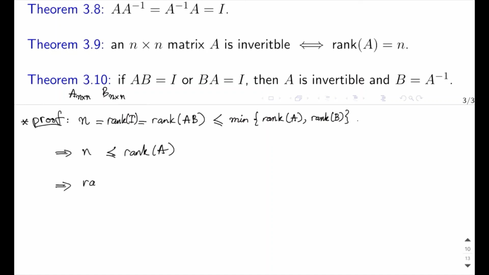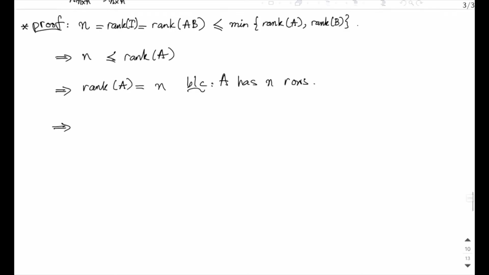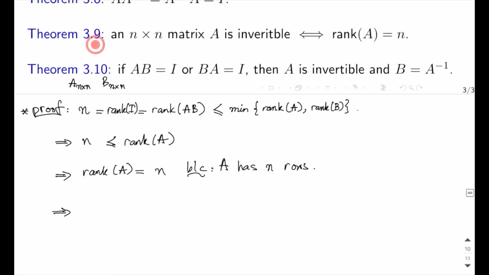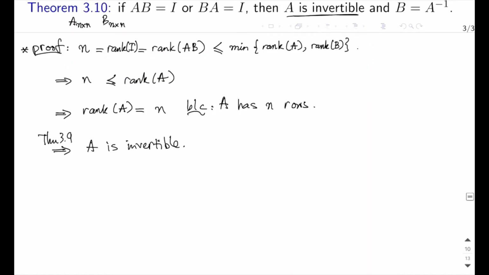But then this immediately implies that the rank of A is n because A has n rows. If A has n rows, then the biggest number of non-zero rows in the row reduced echelon form you can get from A is going to be n, right? You cannot go past n rows here. Then what does it mean to have rank of A equal to n? Well, theorem 3.9 gives you a way to check the invertibility of the matrix. You can row reduce it and find the rank. If the number of non-zero rows, or the rank, is exactly the number of rows in the matrix, then the matrix is invertible. By theorem 3.9, from here, we can conclude that A is invertible. So we have proven the first part.